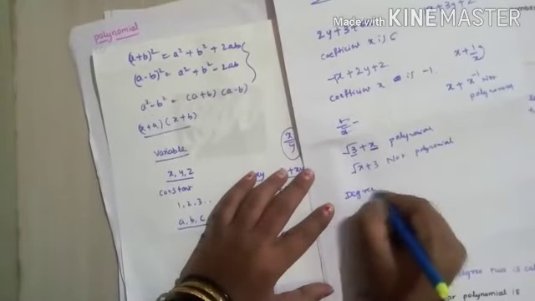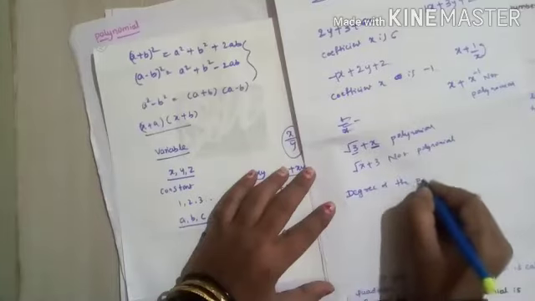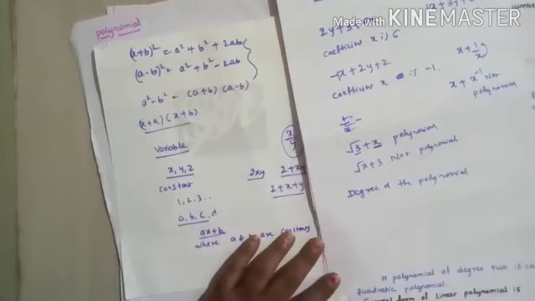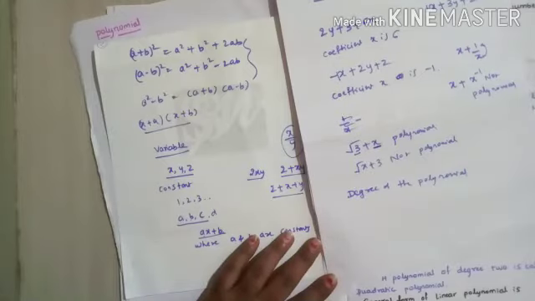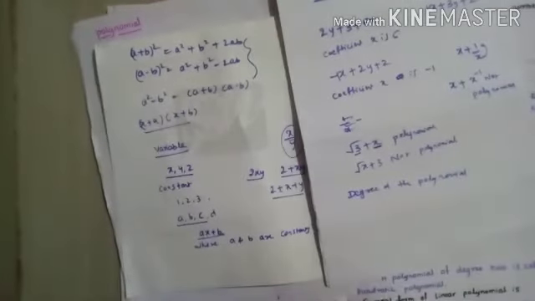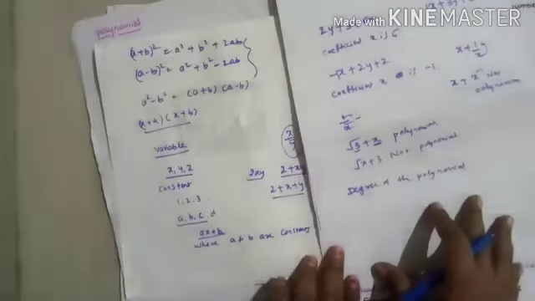Degree of the polynomial means the highest power of the variable in the algebraic expression is called the degree of the polynomial. Degree of the polynomial means the highest power of the variable in the polynomial is called the degree of the polynomial. For example, I will show you some sums here. Some examples I will take.